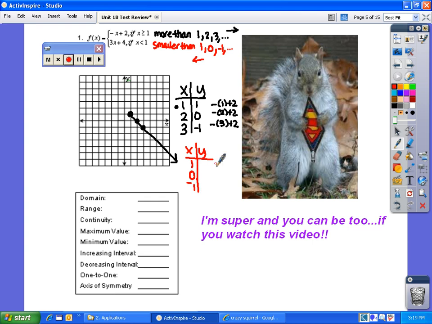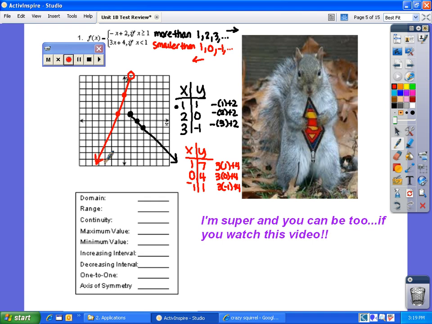So then I plug in my numbers. 3 times 1 plus 4 is 7. 3 times 0 plus 4 is 4. And 3 times negative 1 plus 4 is 1. So these are numbers that you can also plug into your calculator. So 1, 7 is all the way up here. 0, 4. Negative 1, 1. And my graph should go to the left.